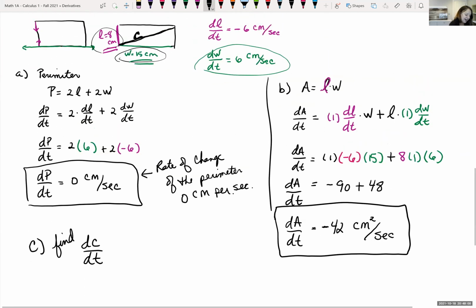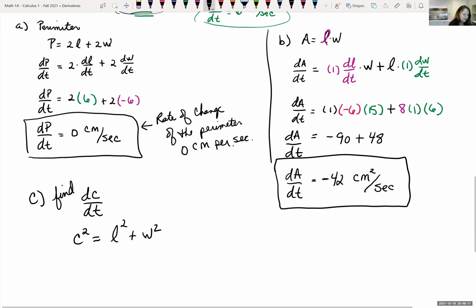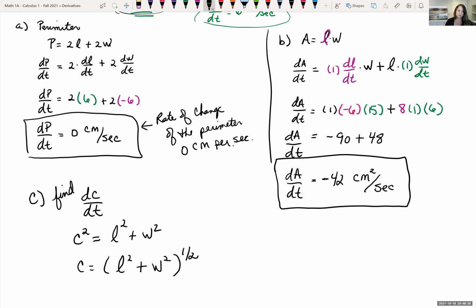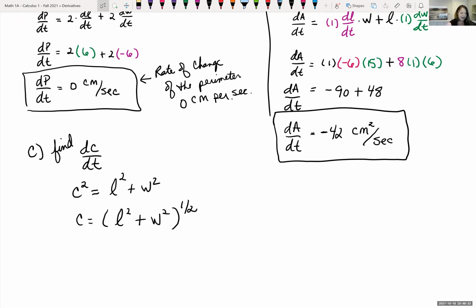Okay, but we know that our diagonal, c squared, is equal to one leg squared plus the other leg squared. Well, c is equal to the square root, and I'm going to write it as a power because we're going to have to take the derivative. So we might as well write that square root of both sides as raised to the 1/2 power. Okay, so we found our equation that we need to use for the rate of change of the diagonal of that perimeter. And so now take the derivative of both sides. So derivative of c is 1.